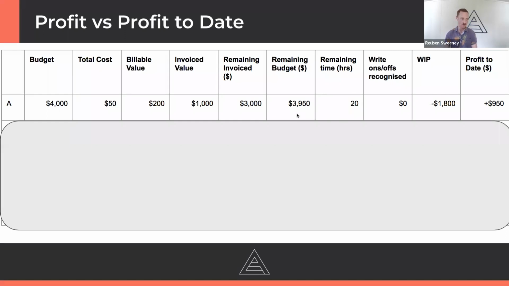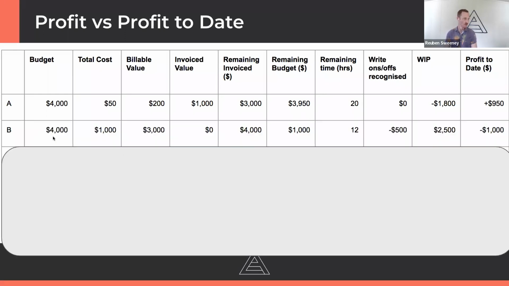So let's look at how this job progresses. Here we go. Same job, $4,000 budget. We've put in more time this time, another 8 hours. Total cost has gone up to 1,000. Billable value is $3,000. We should be roughly 75% of the way through the job, hopefully. We haven't actually, well, that shouldn't be right, but we've gone back in time. We haven't done an invoice in this scenario, so there's no deposit taken in the first place. So our remaining invoice value is $4,000 because we haven't done any yet. The remaining budget's $1,000, 12 hours to go. We have recognized some write-offs already on the time we have incurred. The WIP balance is $2,500, and my profit to date is negative $1,000.